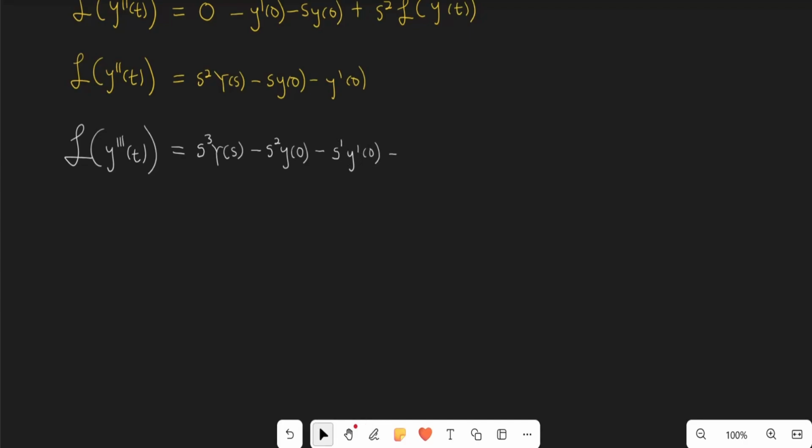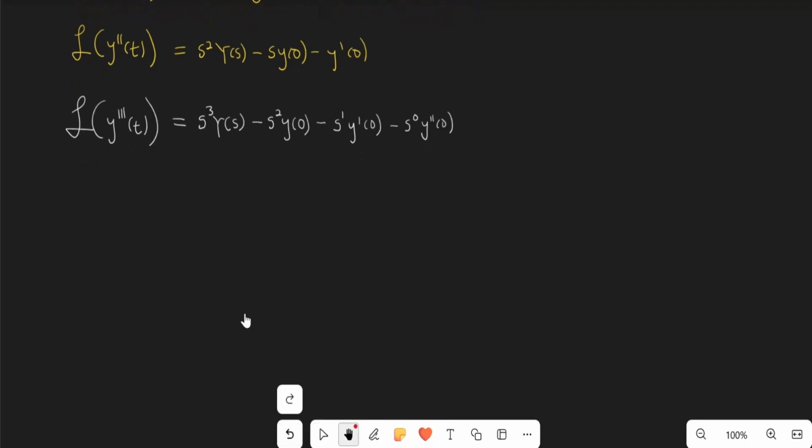And this one, the s continues to decrease in power. And that is s raised to the power 0. Now we're going to have y prime prime of 0. Like this. So in differential equations, if we have the third derivative, the initial conditions will only exist up to y prime prime, the second derivative of the initial condition.